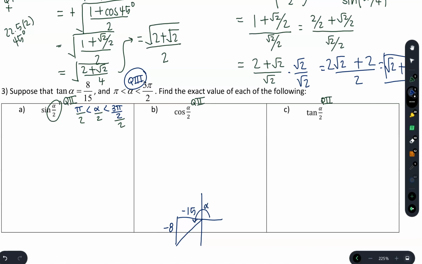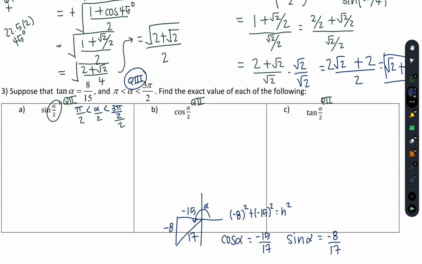To find cosine of alpha, I do have to use my Pythagorean theorem, right? So negative 8 squared plus negative 15 squared is going to be equal to my hypotenuse squared. So what is that, 17? So cosine of alpha is going to be negative 15 over 17. Sine of alpha, I don't think you need it, but just so that we know, it's negative 8 over 17.